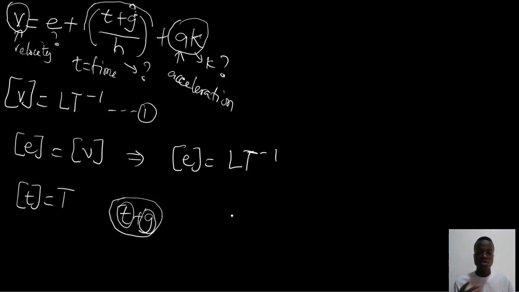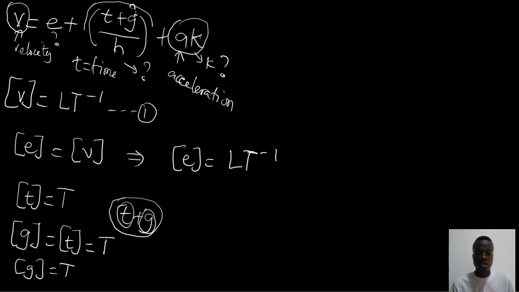So t plus g, we know t is time. So if t is time, then the g that we are going to add to it should also have the same dimension. So g is equal to the dimension of t. It should have the same dimension as t, then it's also time. So g simply is also having the dimension of time. Now let's continue. So we know E already and we know G also.